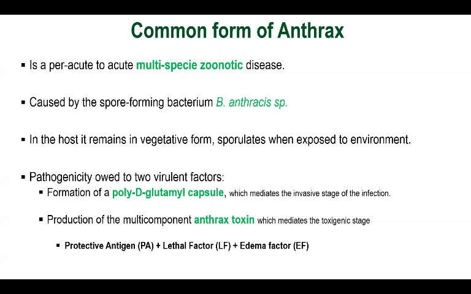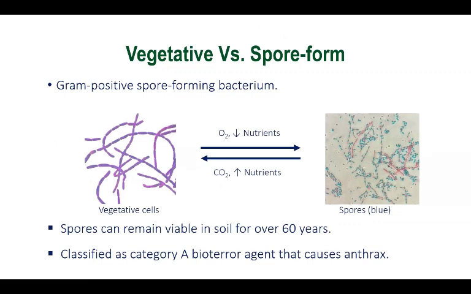So when we move a bit, let me move a bit. I want to show you this slide. The gram-positive spore-forming bacteria, I want you as students to look at this. This is the vegetative form on the left side, the vegetative cells. But the vegetative cells, once they are exposed to oxygen, you can see on the right side, the spores. You can see the spores in blue stain, methylene blue stain. So once there is carbon dioxide and the nutrients, then in the body, the spores now go back to the vegetative form. But the spores, like I've said, can remain in the soil for over 60 years.